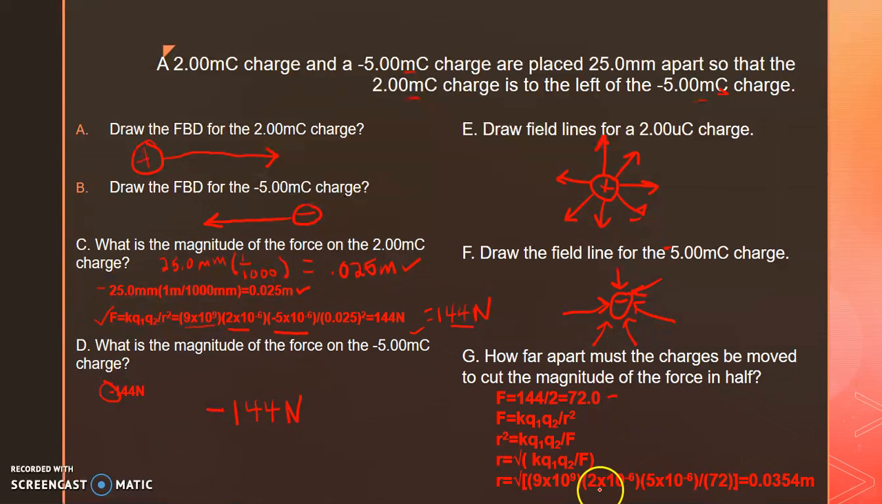Okay, so then the 2 charges, and now we're going to divide it by 72 because we were asked to cut it in half. That's why we divided by 2 at the beginning of this problem. So we plug it into the calculator, we should get 0.354 meters.